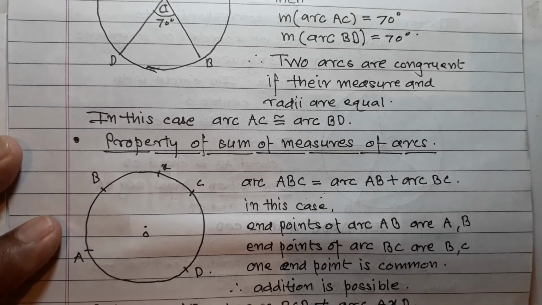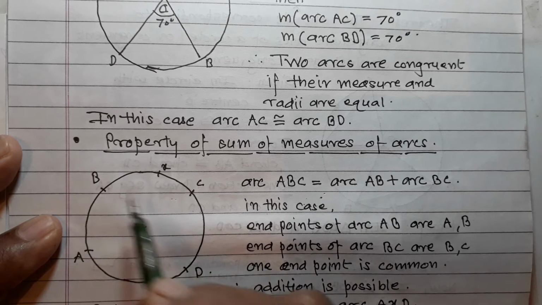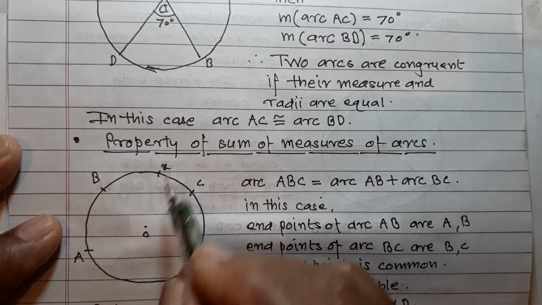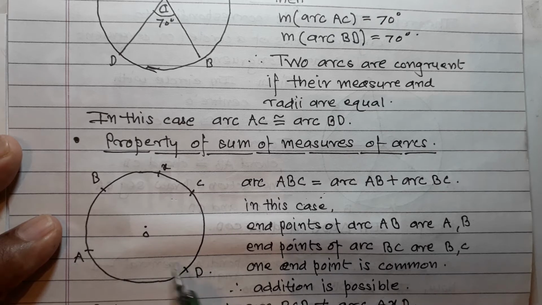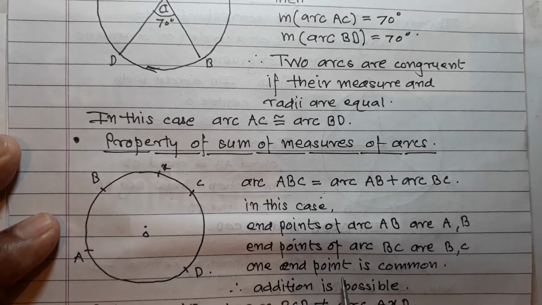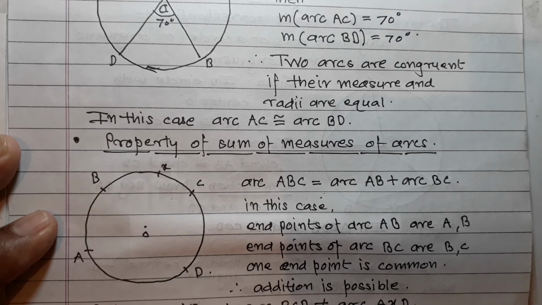Okay. But arc ABC plus arc BCD is not equal to arc AXD. So ABC plus BCD, the end is here, but that is not equal to arc AXD, because there is no end point which is common to both. Here the end points of the arcs are not common, and therefore this addition is not possible.